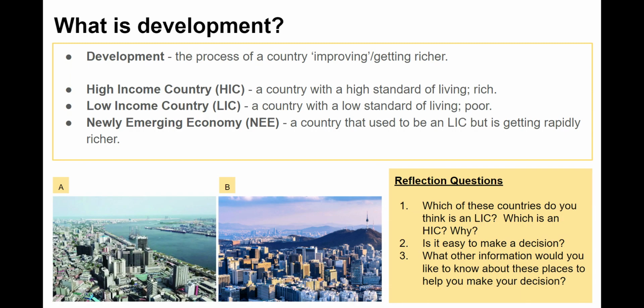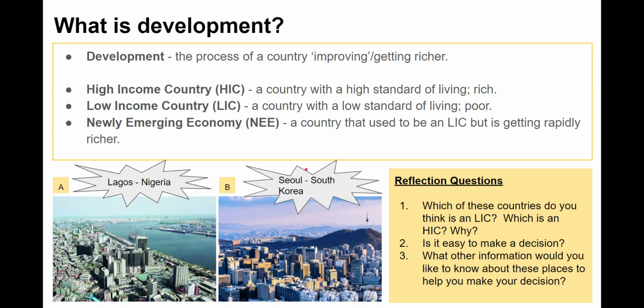So don't worry if you found it difficult to tell the difference between these pictures. That was absolutely the intention. So I'm just going to let you know which picture was which. The first image, A, was Lagos in Nigeria, which is an LIC. And the second picture, B, is Seoul, which is in South Korea, which is an HIC. So well done if you managed to get that one. So A is our LIC and B is our HIC.